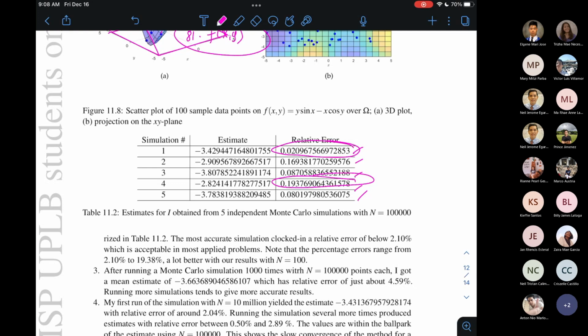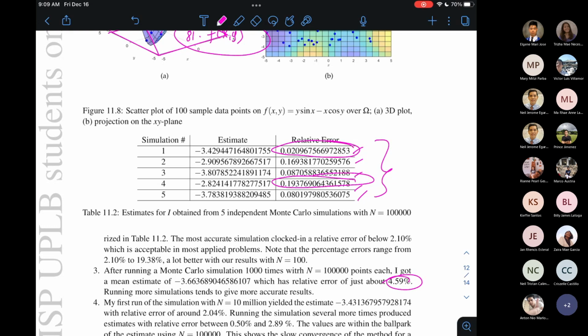And that's big, 100,000 points. This is 1,000 times more, or denser, than number 1. But okay, because from 300% it went down to at worst 19.38%. Right? So those are the 5 draws of 100,000 each. And again, to get a better estimate, average the results of your Monte Carlo simulation. When I average them, I'll get 4.59% error, and that might be enough for some applications.